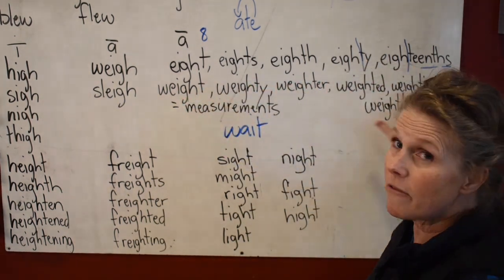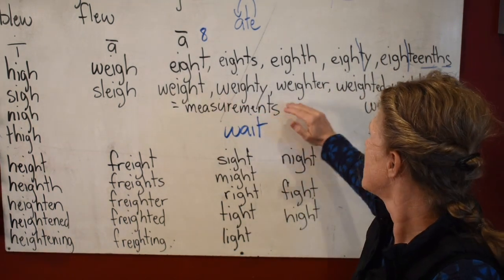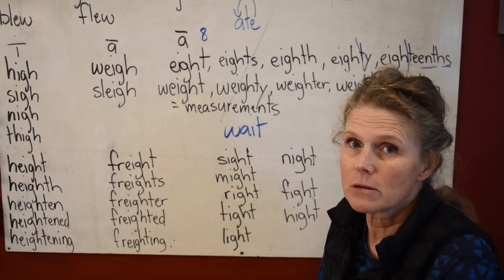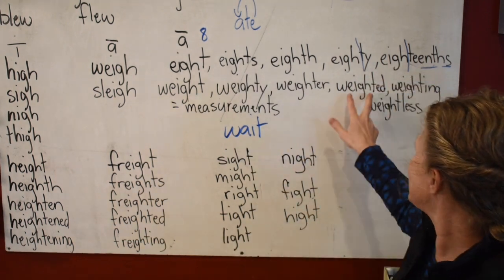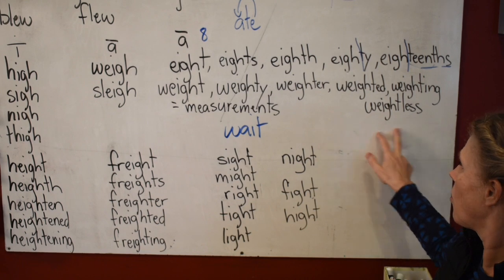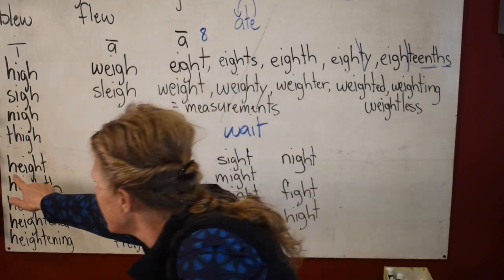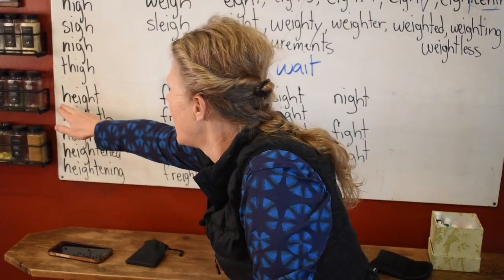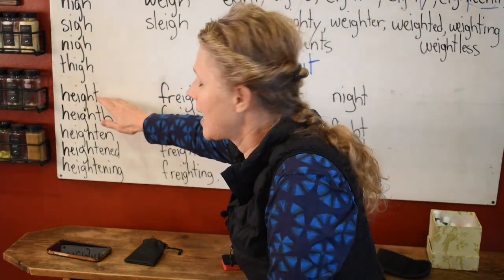But these have lots of suffixes that are put onto it. Weighty, weigher. This is weigher, but then we have a waiter. This is a completely different word. Weighted, waiting, weightless. But look at this. We're changing one letter, and it's changing the sound. This says height. We went from it saying A to it saying I.